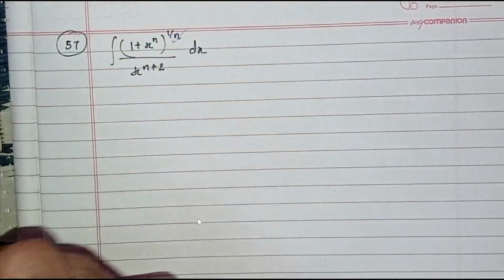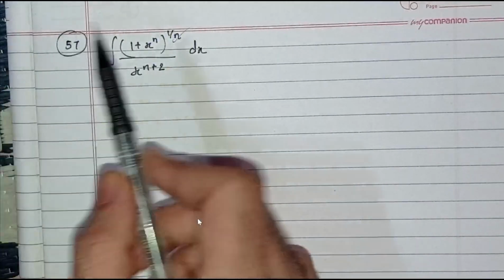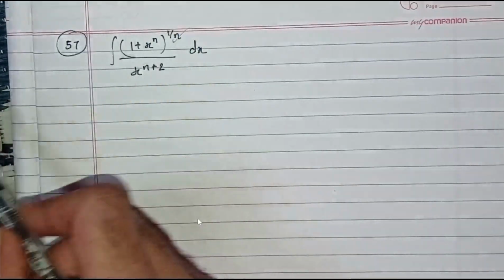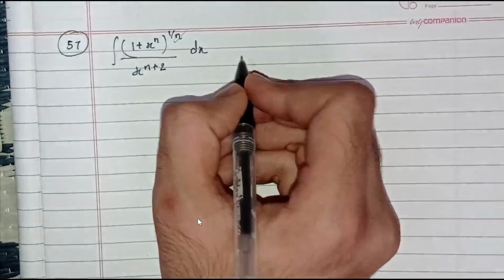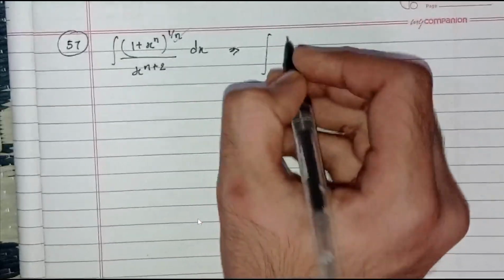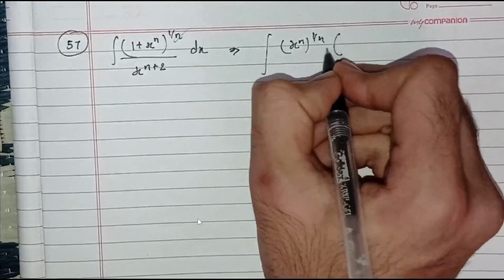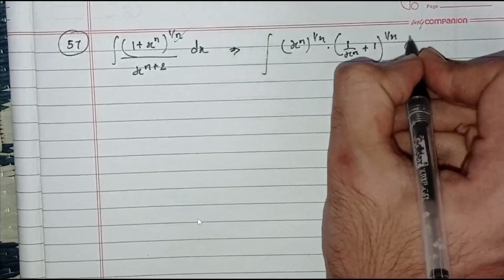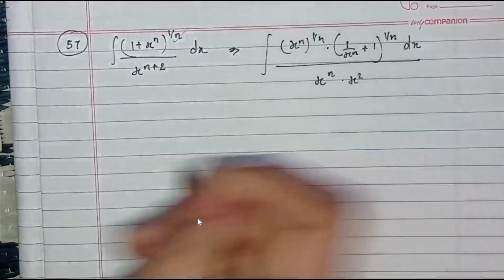So again, today the question we are solving is the integration of (1 + x^n)^(1/n) upon x^(n+2) dx. To integrate this, what I am going to do is take x^n outside. So x^n times (1/x^n + 1)^(1/n) dx upon x^n times x^2.